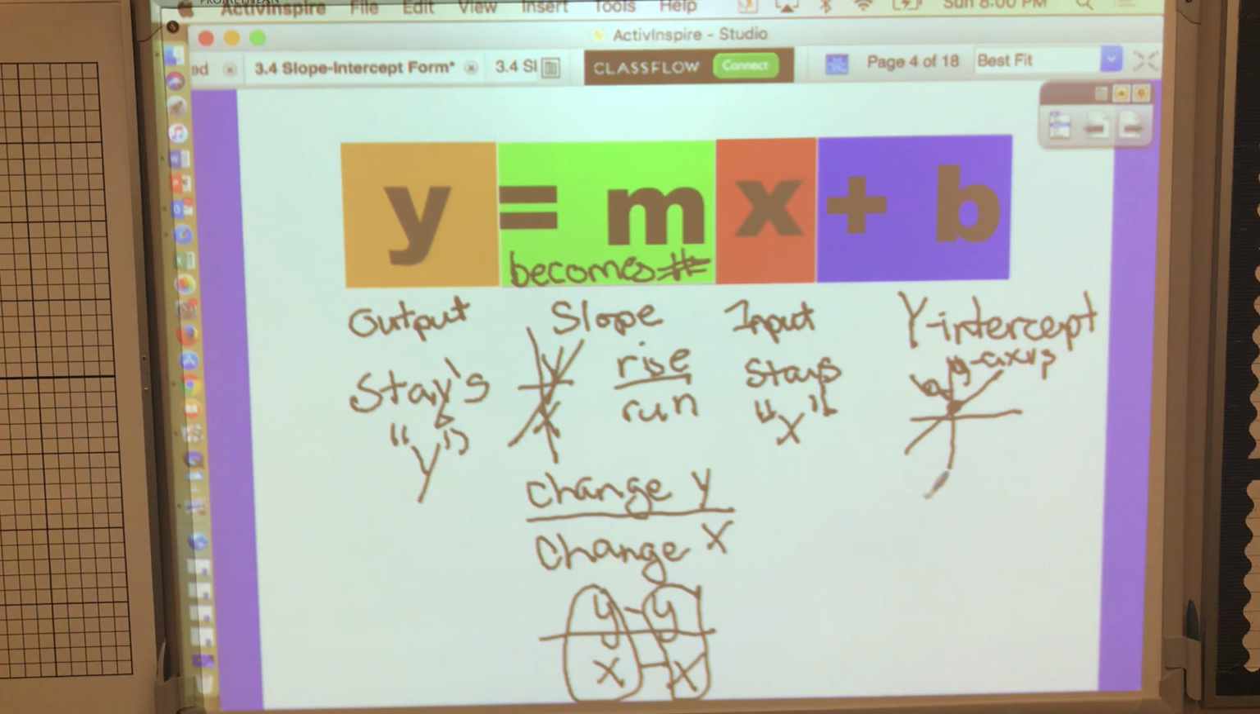What it looks like for an ordered pair is 0, because we're not moving left or right, and then a number.